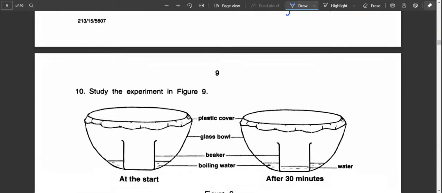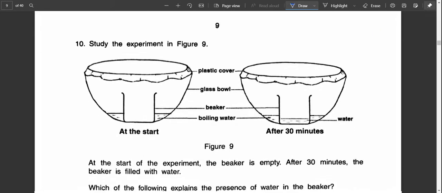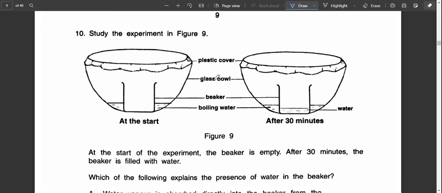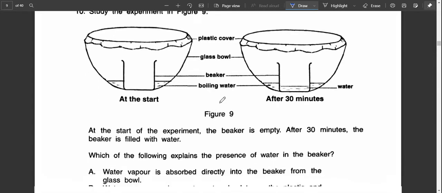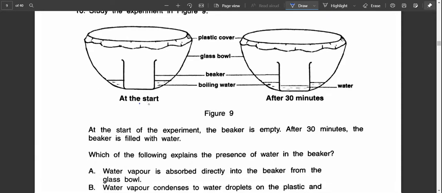All right, number 10. Study the experiment in figure 9. There's a plastic cover, a glass bowl, a beaker, and boiling water. At the start of the experiment, you can see that there's nothing there. After 30 minutes of boiling, you can see that there's water filled in here. The boiling water is located on the outside. And what happens is that when water is boiling, it transforms into gas by evaporation.